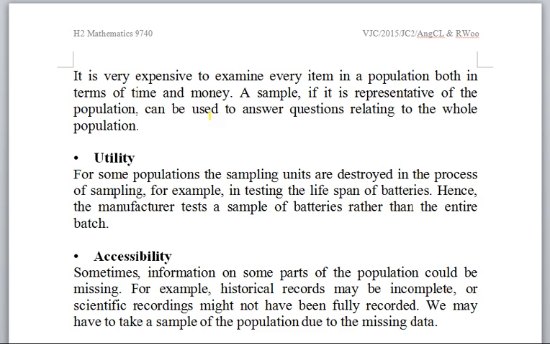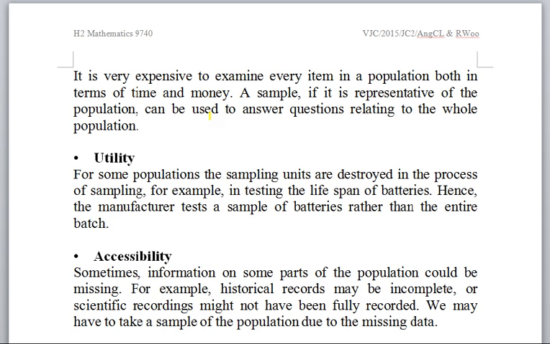And lastly, accessibility. Some information can never be accessed, like historical data. Cannot access. Too bad. So we only pick a sample. Based on these 3 reasons, most of the time we'll just pick a subset. Okay.